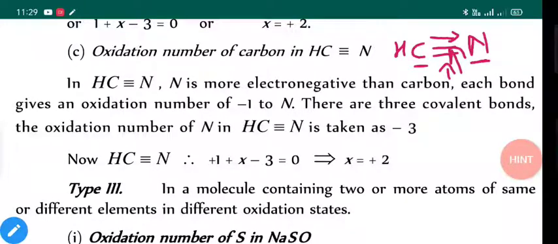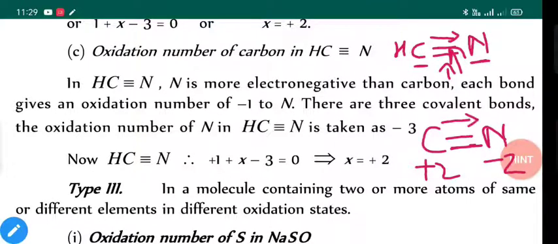So if we consider the first two bonds only, carbon has +2 charge, nitrogen has -2 charge. For the new coordinate covalent bond, carbon will get +2 for this single bond, and nitrogen will get -2 from the single bond. And then we have hydrogen. Okay, so we have this type of situation.